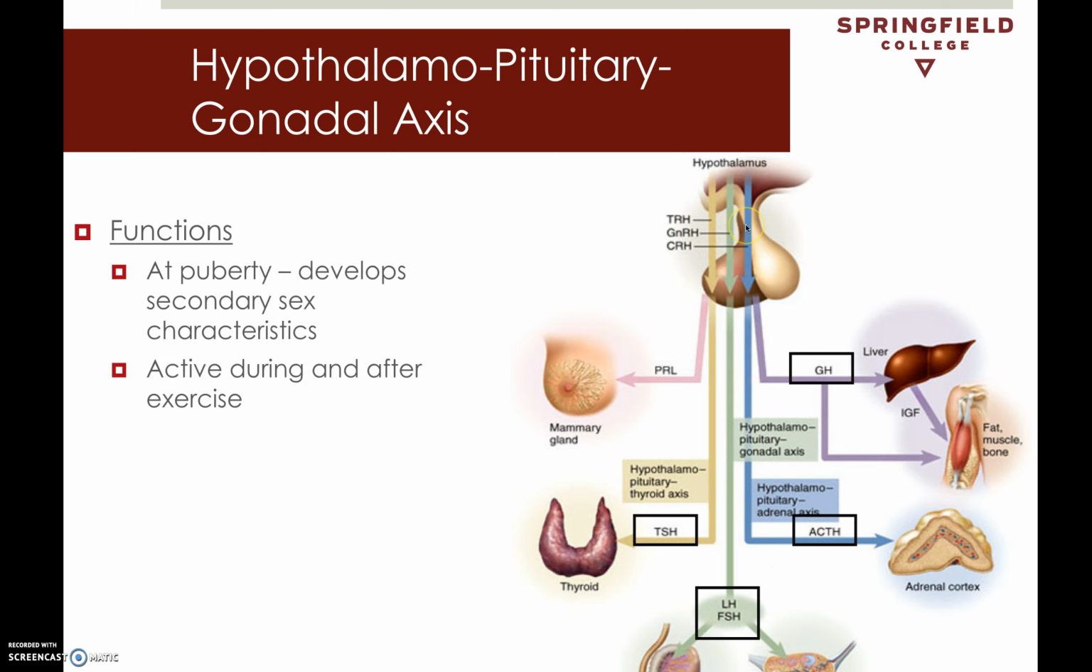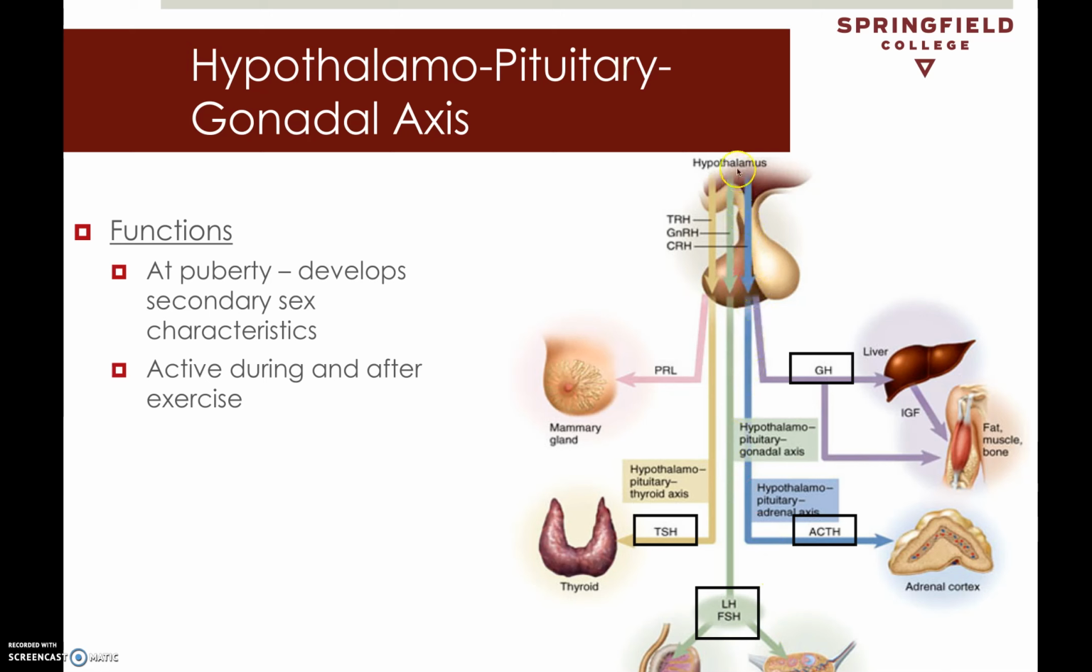The hypothalamo-pituitary-gonadal axis really has two places where it functions most, during puberty. So during puberty is where we have a release of these hormones from the anterior pituitary gland that actually stimulate production of testosterone and estrogen that triggers all the lovely things that we can remember about puberty.